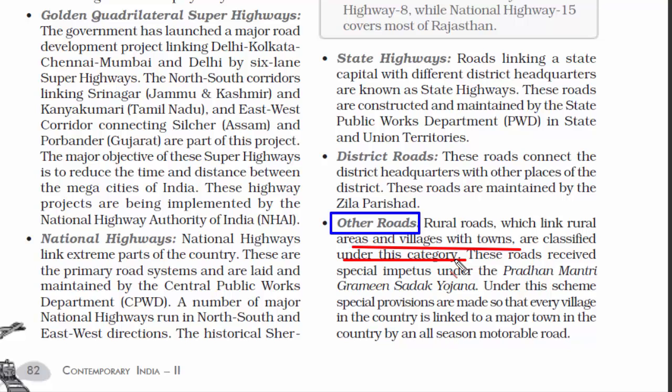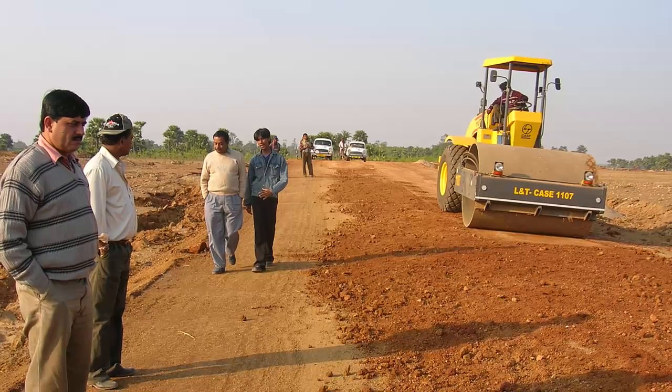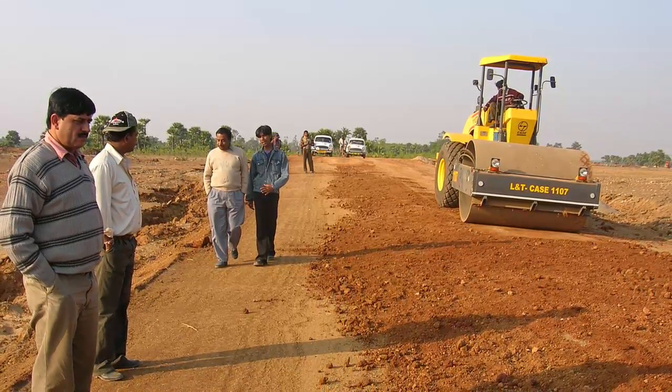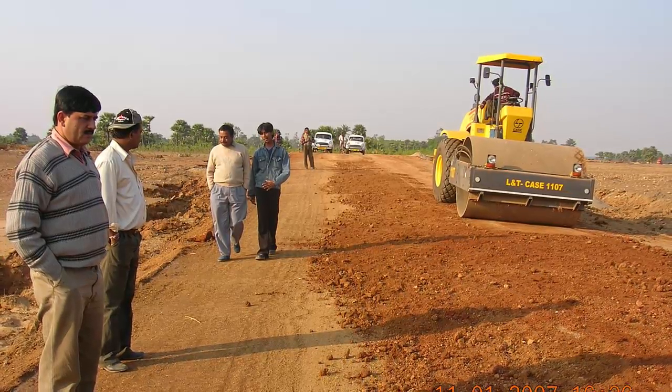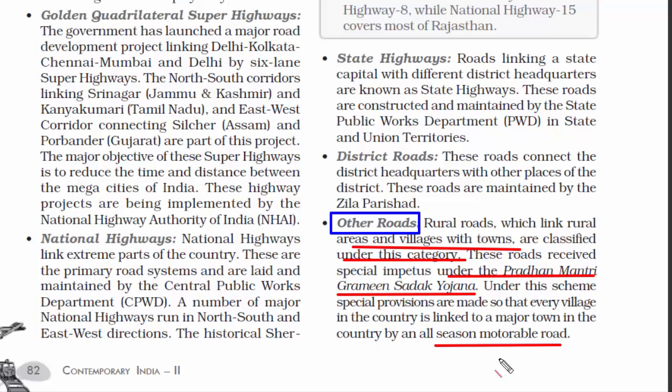In the words of our famous politicians, to develop India, we need to develop the lives of rural people. With that thinking, these roads fall under the Pradhan Mantri Gramin Sadak Yojana plan. Under this scheme, they receive a certain amount of funds to improve the condition of the road. The meaning of all-season motorable road is that it is supposed to be a pakka road, which is not going to wash away during the rainy season.